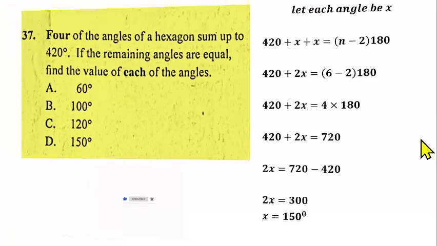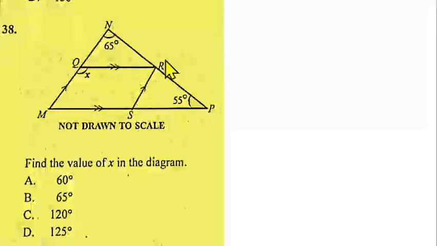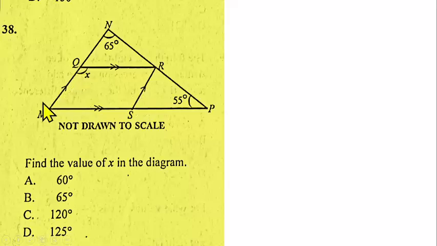Question number 38, still on plane geometry. You have to find the value of x from this diagram given to us. The ability to interpret the diagram will go a long way. So what can we see in this diagram? We have this side and this side to be parallel. Well, we are not told that they are parallel, but you can see arrows on them. This is parallel to this. Likewise, this line is also parallel to this line because you can see arrows on them.